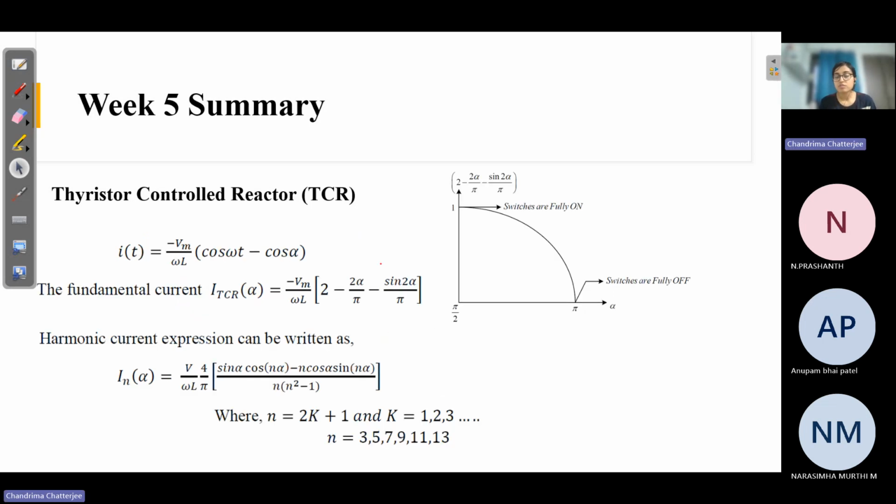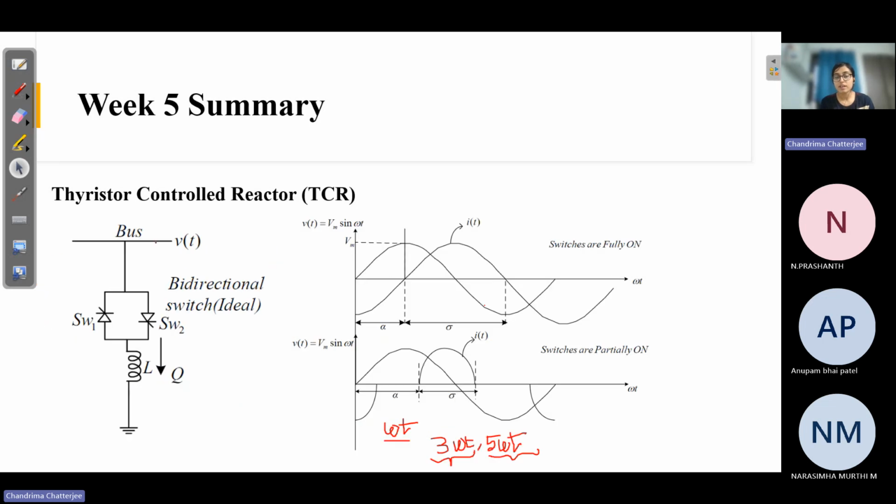They are filtered out. Some filter circuits are used like this in parallel. There will be some LC filter to filter out these harmonics. Like this.